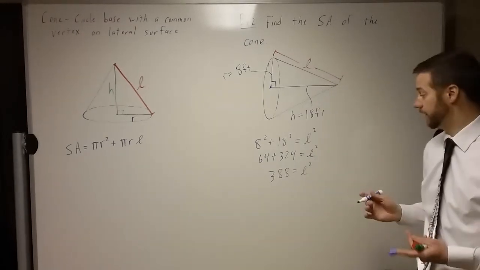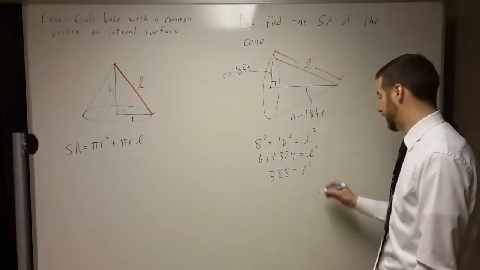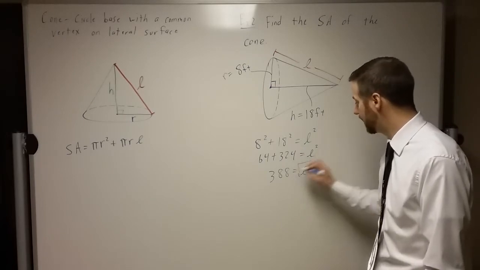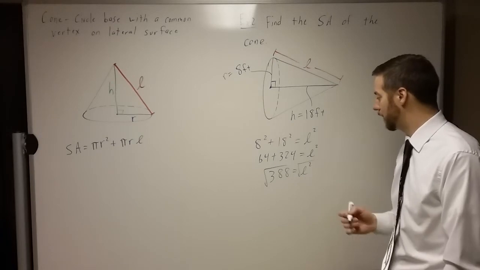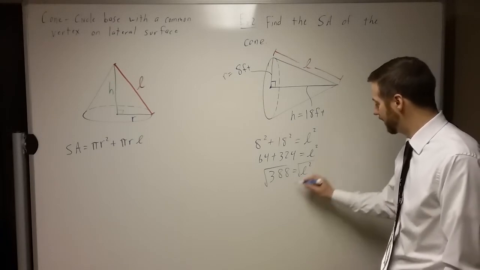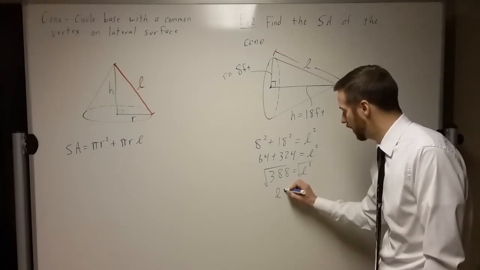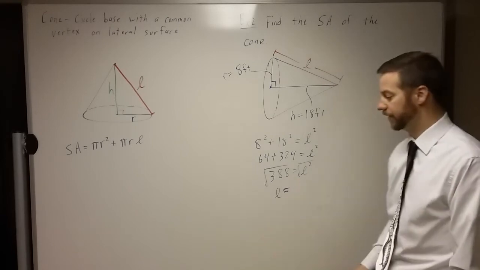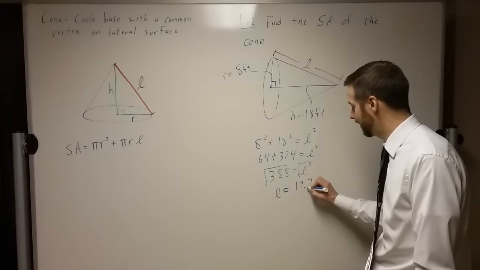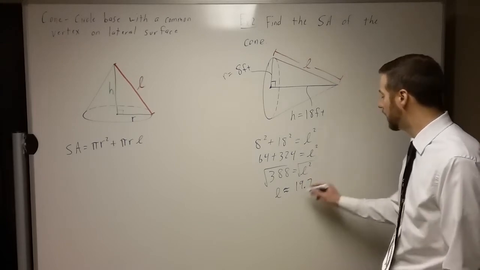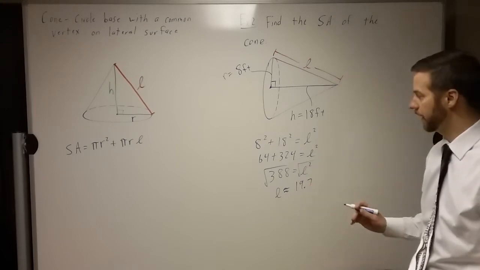Now I'm going to get that as a decimal because we're going to need to put it in there in just a second. You could say the square root of 388, and that would be an exact answer, or you could break down that square root, but I'm going to leave it just like that. L is approximately, as a decimal, about 19.7. It comes out to like 19.69 something, so it's about 19.7 for the slant height.